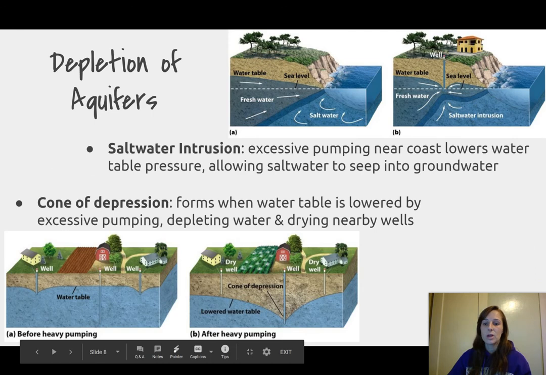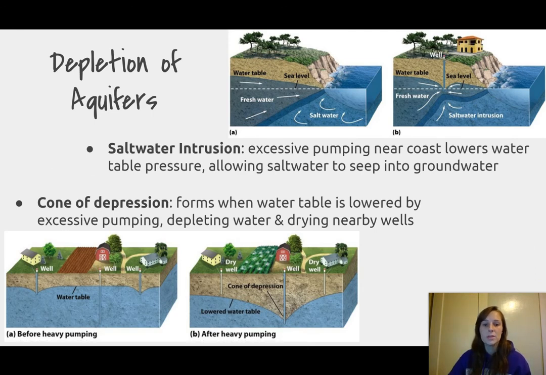What we also have is called saltwater intrusion. This is where you have excessive pumping near the coast to where it lowers the water table pressure, which allows salt water to seep into groundwater, which if it's salty, you can no longer drink it, which is a problem. So this is going to be happening in areas near the coast where you have the salt water nearby. But that's going to be another thing that can happen when aquifers are depleted.